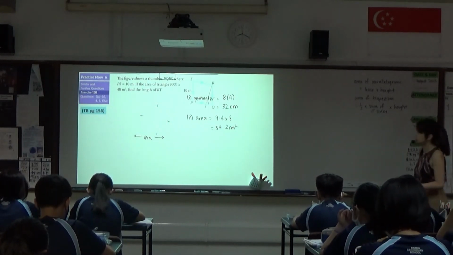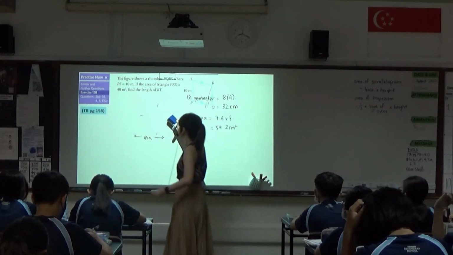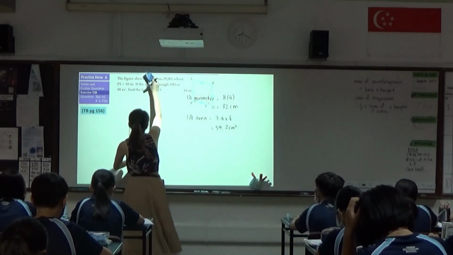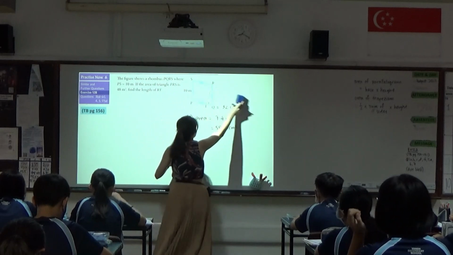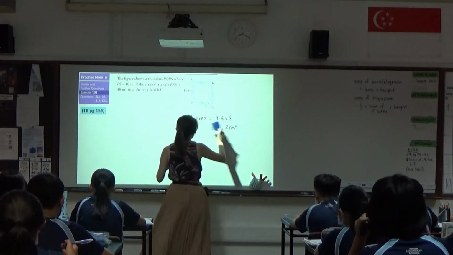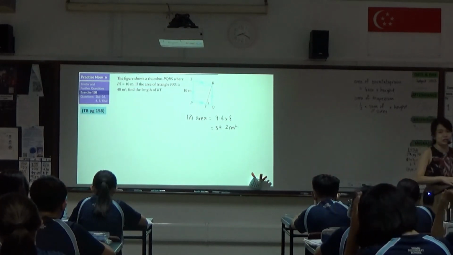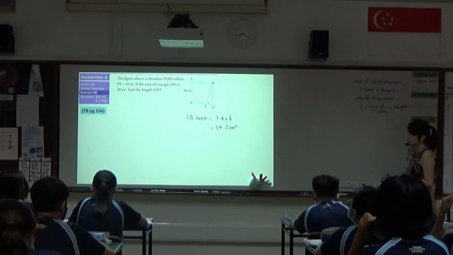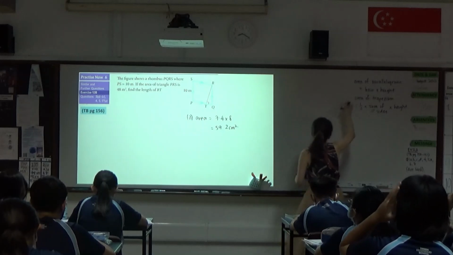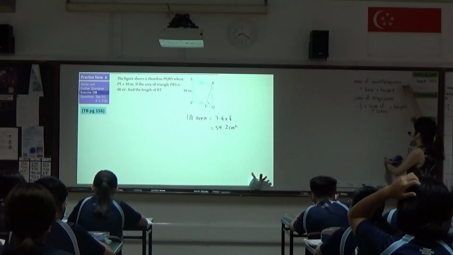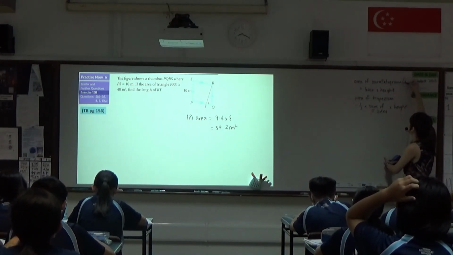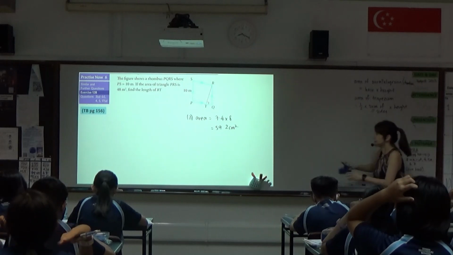Let's look at practice now 6. Okay, practice now 6, again we are given a rhombus. So keep in mind that rhombuses are actually a special kind of parallelogram. So therefore, it really doesn't matter whether it's a parallelogram or rhombus. So the same formula would actually apply, right?